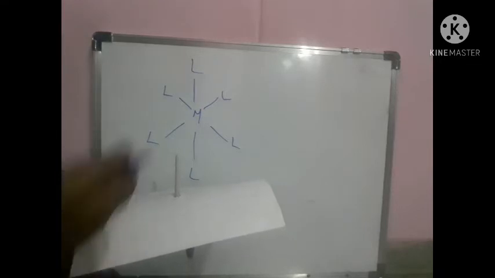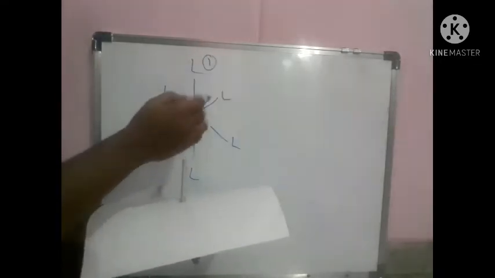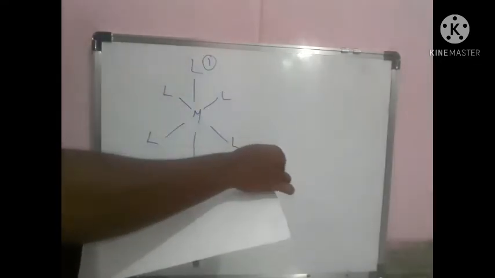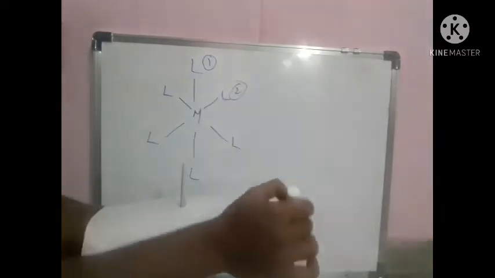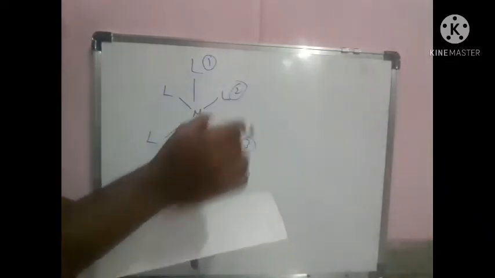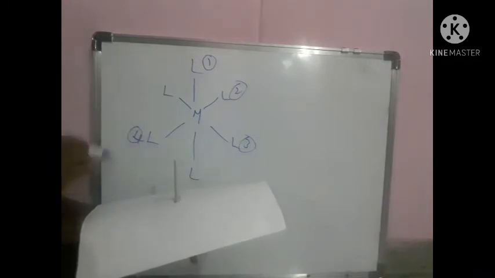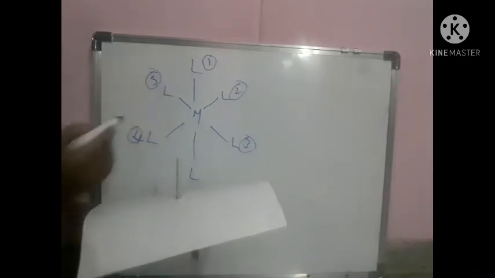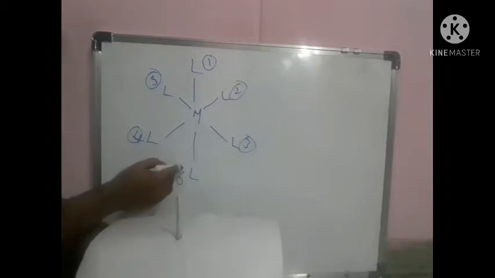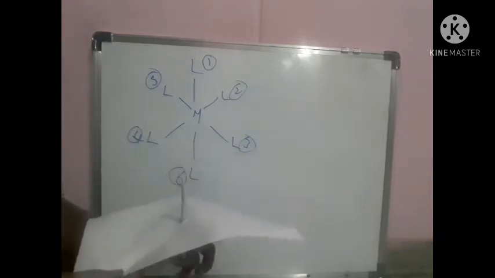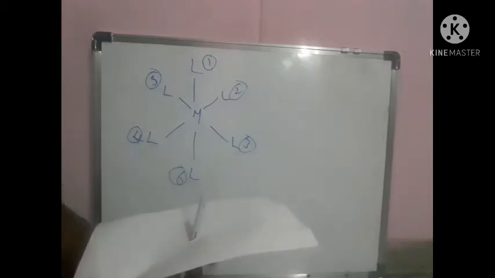Like that, this is the above position, so the ligand is 1, and this ligand is 2 and 3, and after that 4, and after that this one is 5, and below this one is 6. So like that we can consider the ligands.